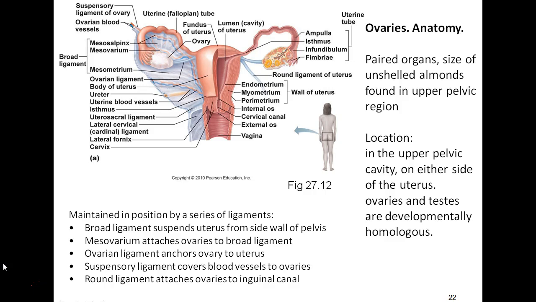We also have an ovarian ligament present. This ovarian ligament is going to anchor the ovary to the uterus. In addition, we have suspensory ligaments. That's going to attach to the lateral edge of each ovary, and that's going to cover blood vessels to the ovaries. And lastly, we see a round ligament that attaches ovaries to the inguinal canal.